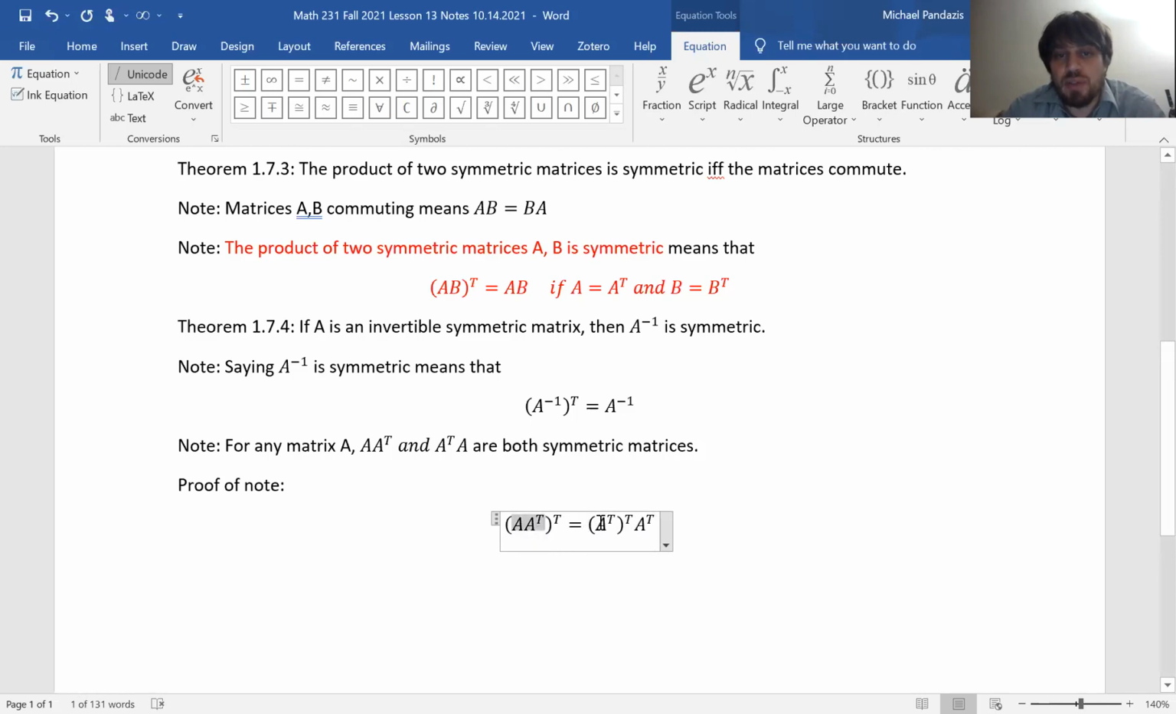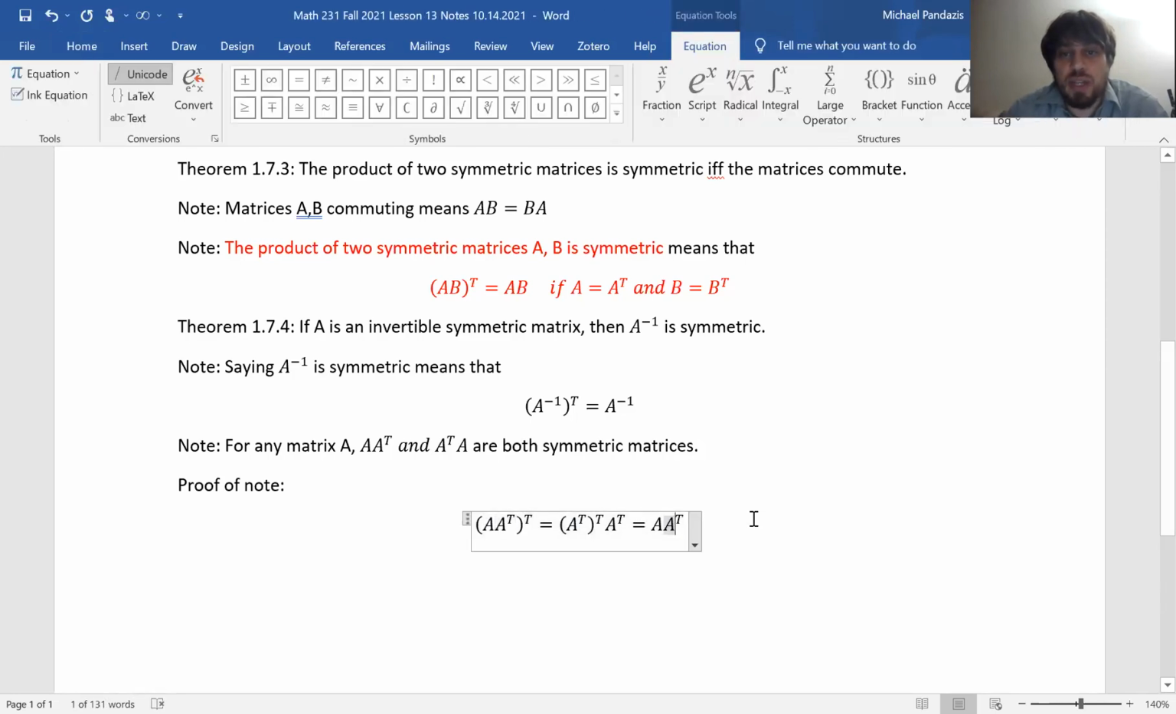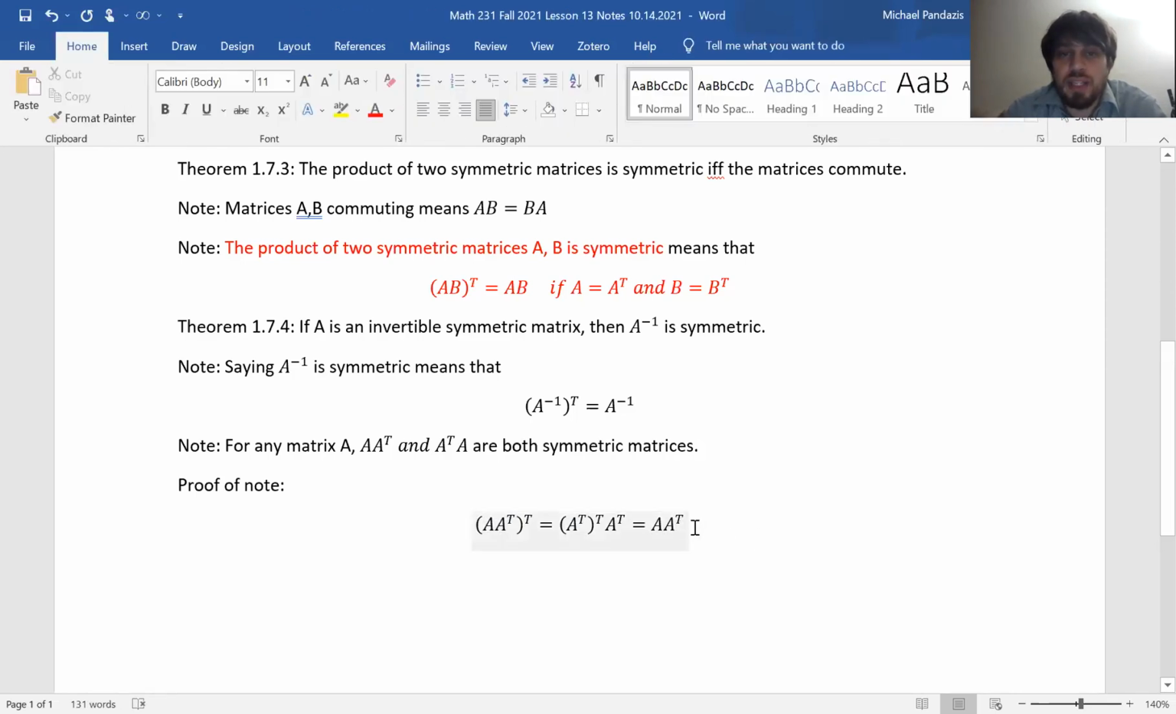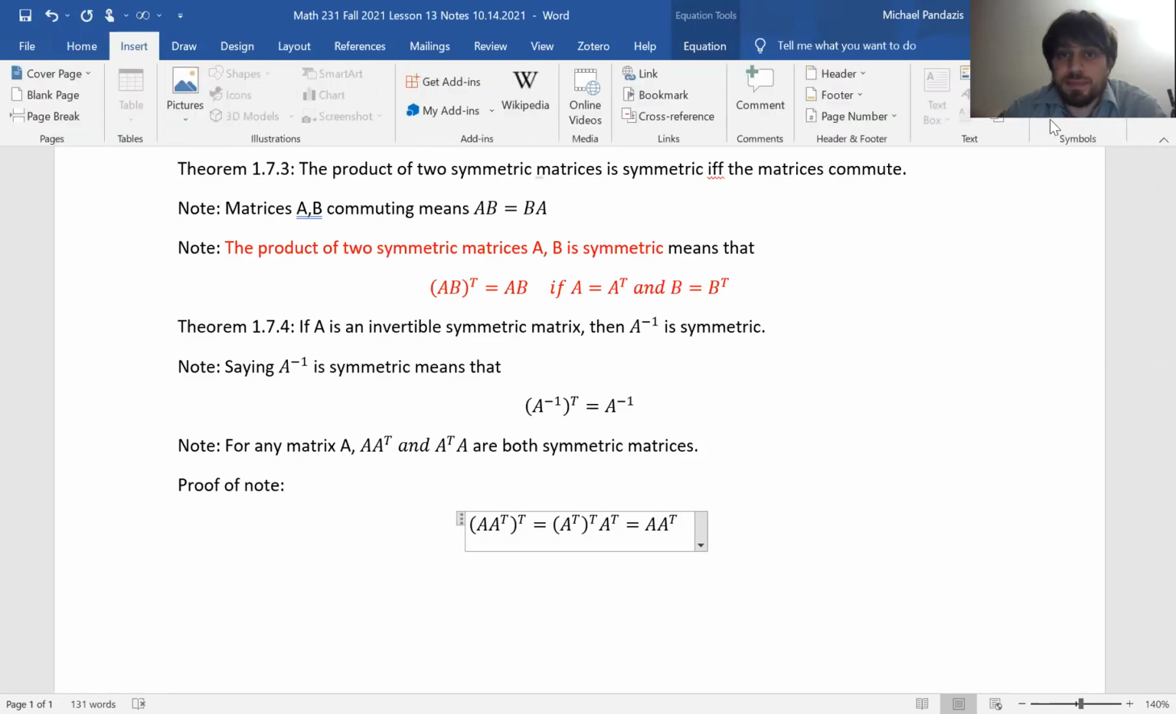So it's first A transpose, and the transpose of that times A transpose. You take the transpose twice, it cancels. So A transpose transpose is A, and then that's A transpose. So I just showed that the transpose of A transpose A is equal to A transpose A. And so that implies that A transpose A is symmetric because its transpose is equal to itself.